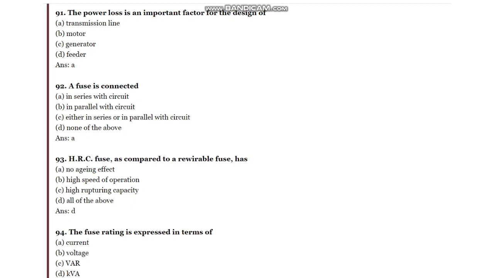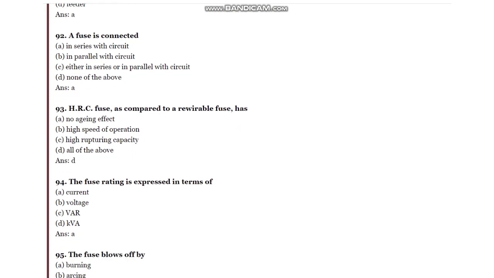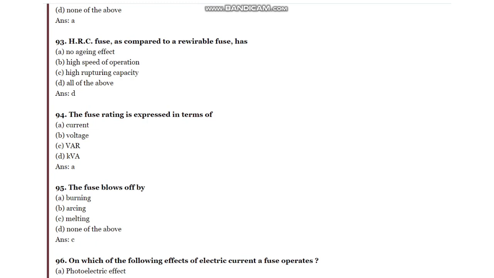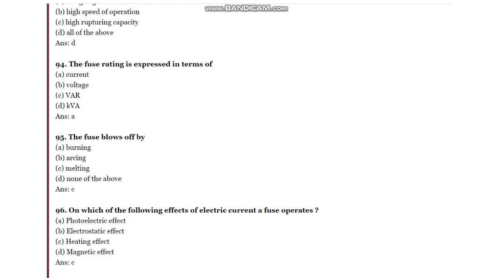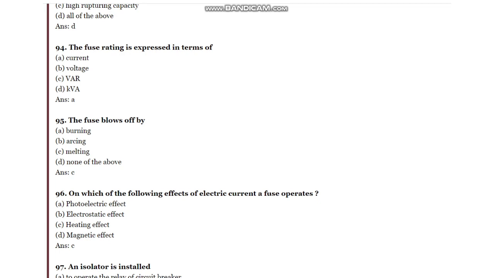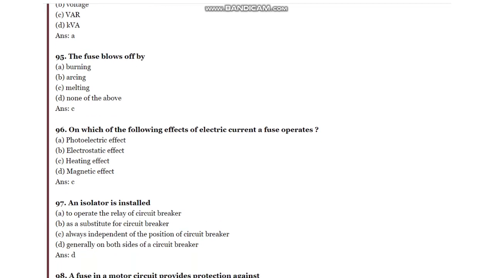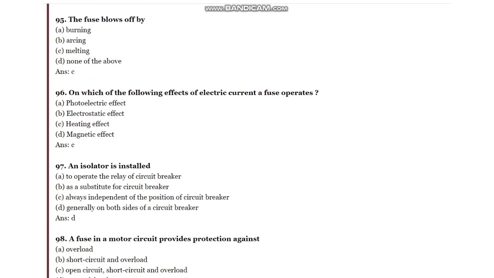A fuse wire is connected in series with circuits. Then HRC fuse as compared to a rewirable fuse has no aging effect, high speed of operation, high rupturing capacity, that means all three. Question number 94 is a fuse rating is expressed in terms of current. Question number 95, the fuse blows off by melting.